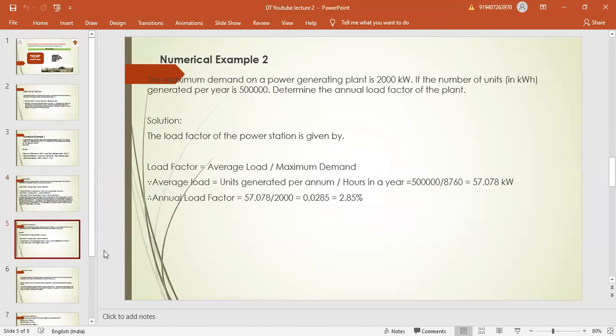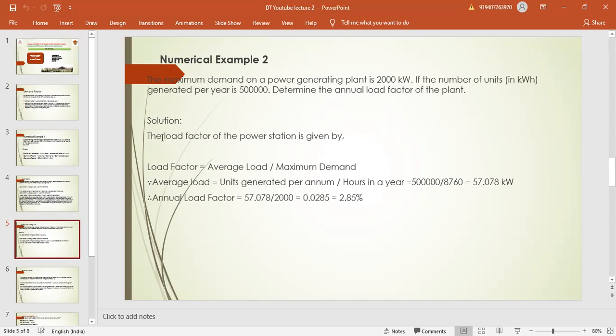A simple example is given for better explanation of this load factor. We will see this numerical. In this, the maximum demand on a power generating plant is 2000 kilowatt. If the number of units in kWh generated per year is 5 lakhs, then determine the annual load factor of the plant. A numerical is given, we have to find out the annual load factor.